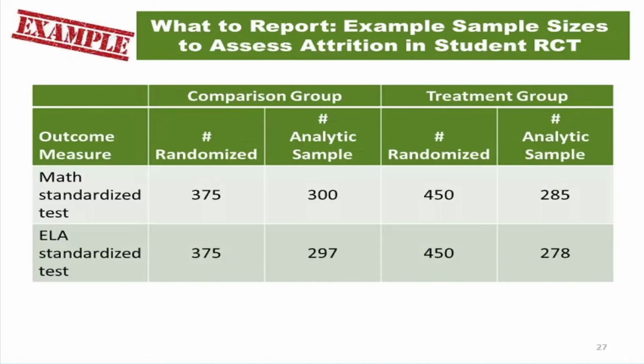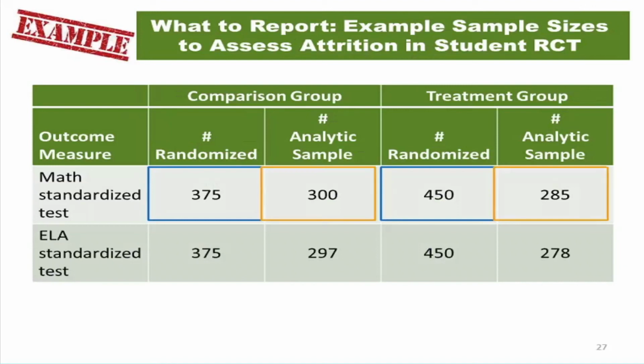And here's an example of a table that reports the necessary sample size information to calculate overall and differential student attrition rates. The table includes the number of individuals that were randomized. In this example, it's a student RCT, so just students were randomly assigned. And then the number of individuals in the analytic sample, in the comparison group, and in the treatment group. Most evaluation reports will not only report these sample sizes, but will also calculate and report attrition rates. However, as long as this sample size information is in the report, then the WWC can calculate the attrition rates, even if they're not reported.